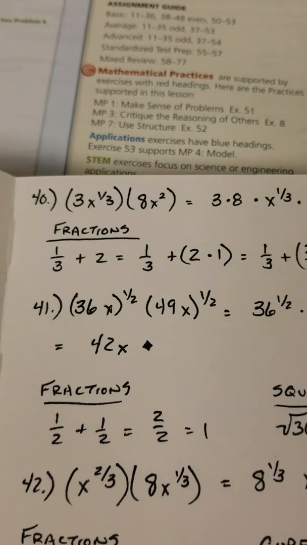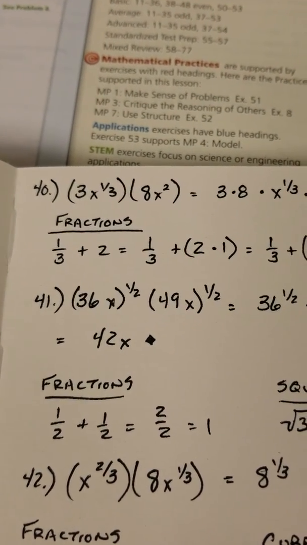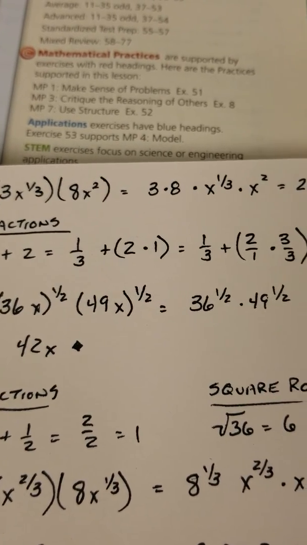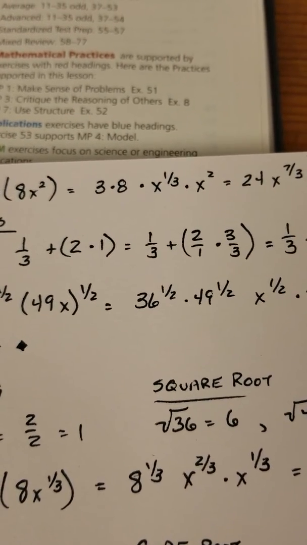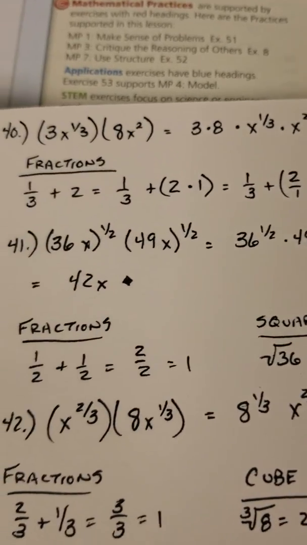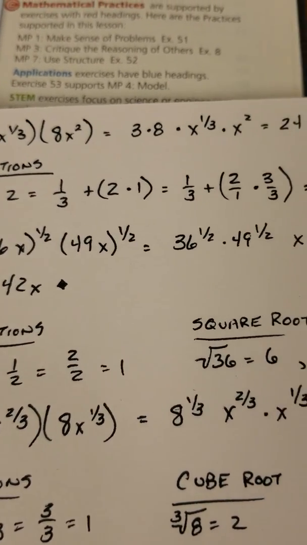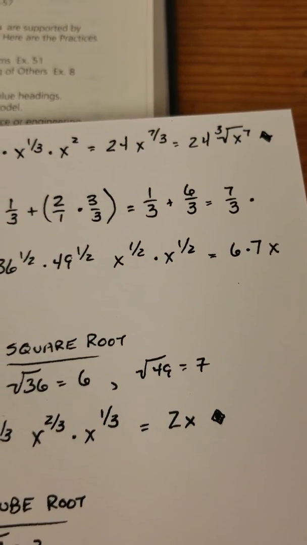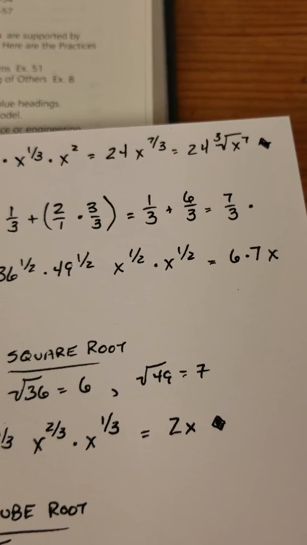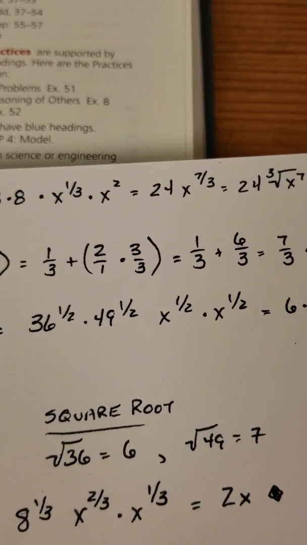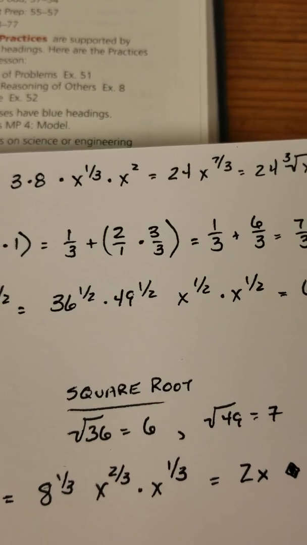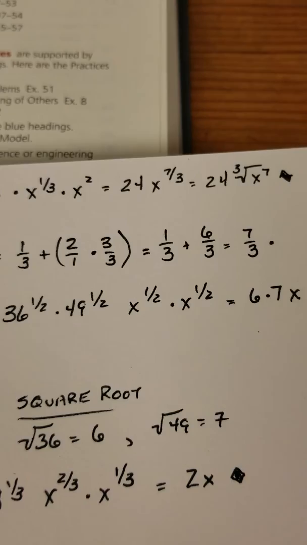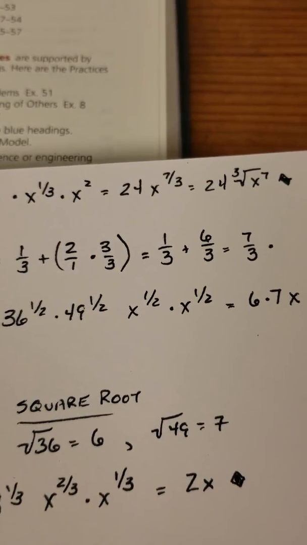Now on 40 here, we have parentheses on both of these. I'm going to take the constants, which is 3 and 8, and put them together. And then I'm going to put together the x's, and I see that that's a fraction. Here's my fraction work. You can see what I did. I'm running out of time, so I'm going to go a little faster here. So I have 1/3 plus 6 over 3 equals 7/3, and then you can see that 3 times 8 is 24, x to the 7/3 power, which equals 24 times the cube root of x to the 7th power.